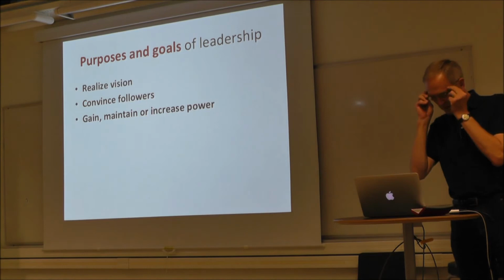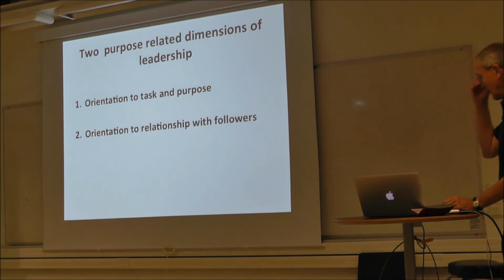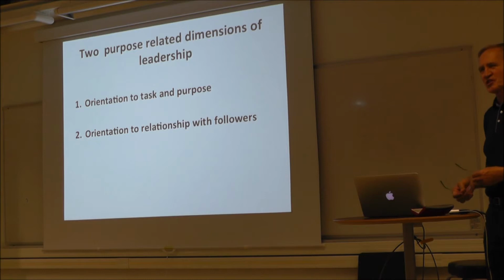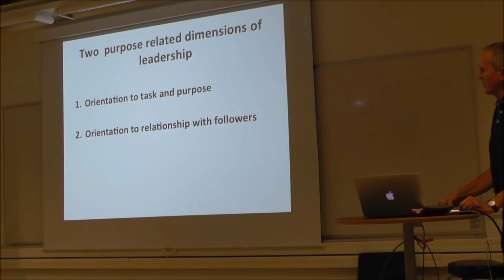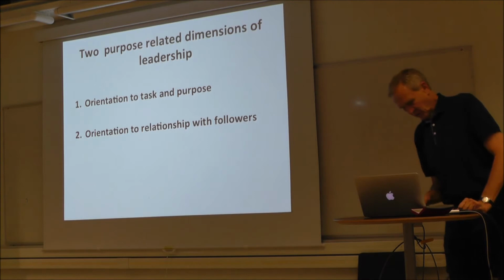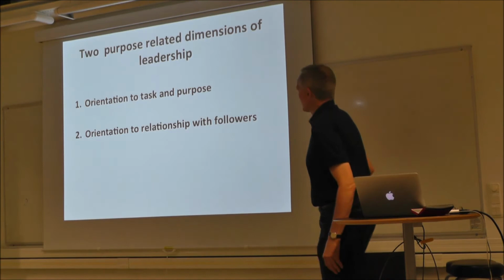Okay, in the textbook, you find two purpose-related dimensions of leadership which are discussed, and they are actually quite interesting. They are the difference between orientation to task and purpose. If you take it could be a political leader or it could be an industrial company. And the other orientation is to relationship with followers.